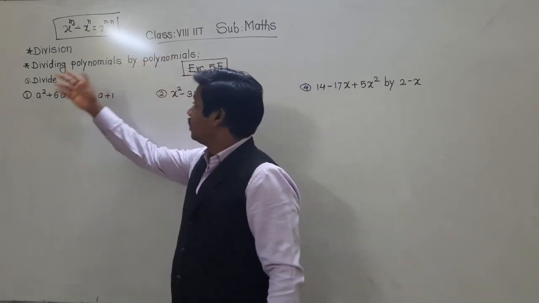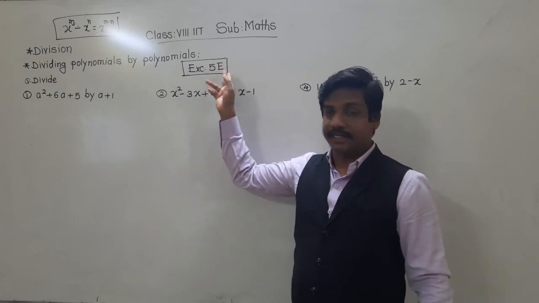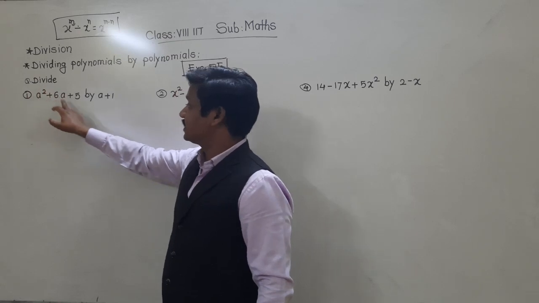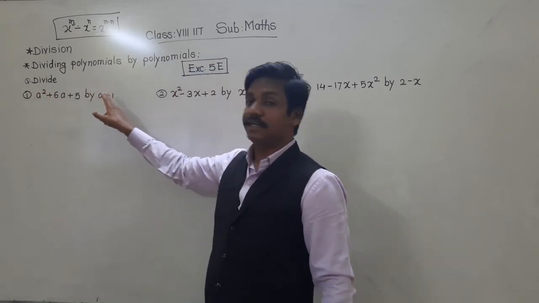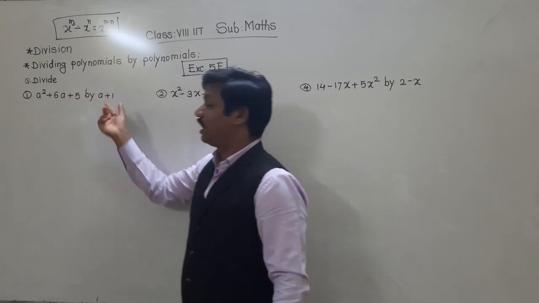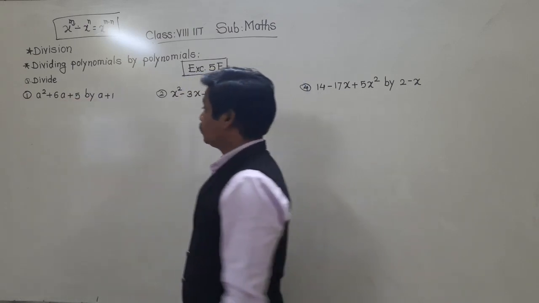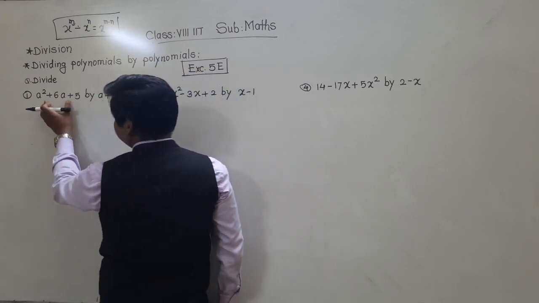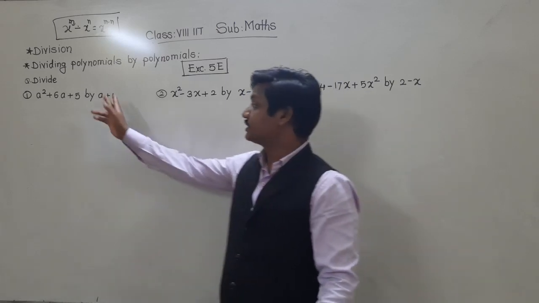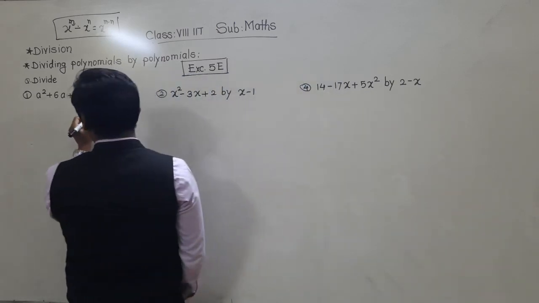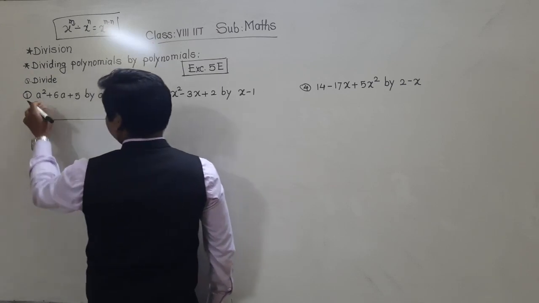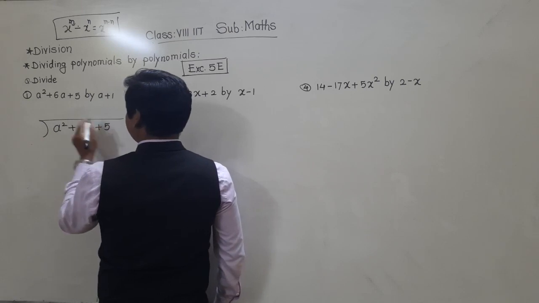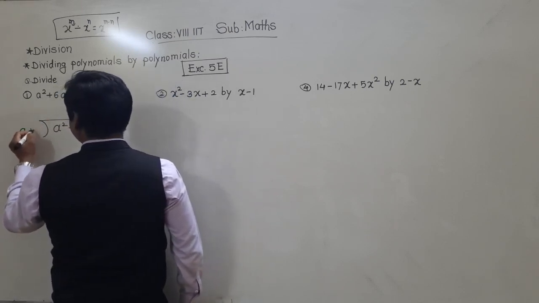So see here the examples from exercise 5e. Question 1, divide. The first example is a square plus 6a plus 5 divided by a plus 1. Now see, both these are polynomials. This polynomial we have divided by this, so this is the dividend and this is the divisor. Let us arrange them in this way: a square plus 6a plus 5, and here will be the divisor a plus 1.